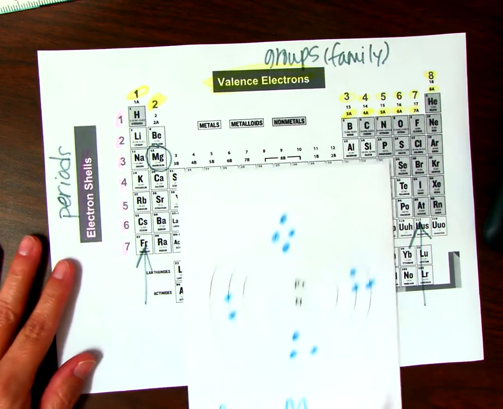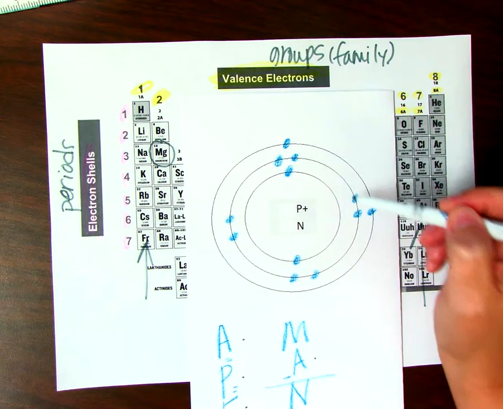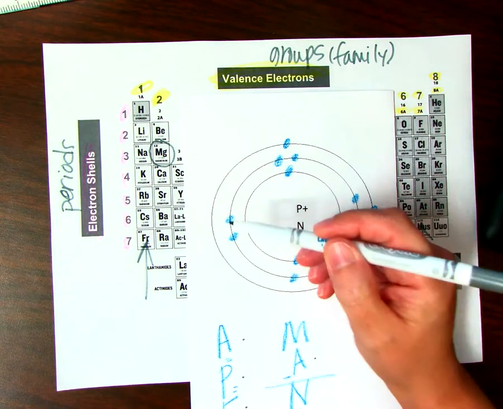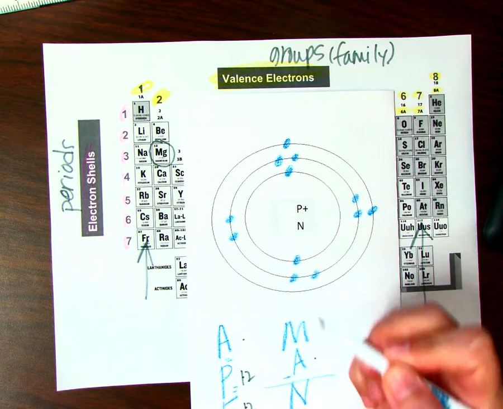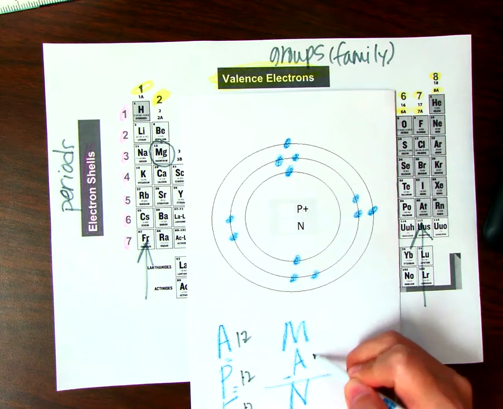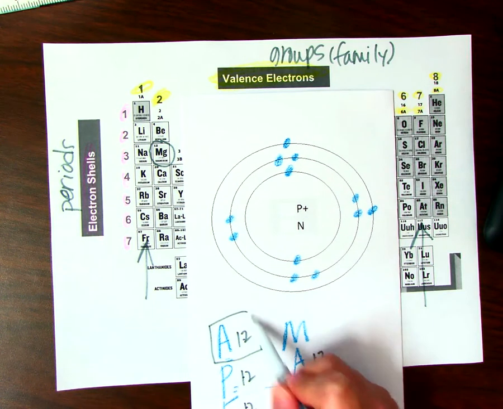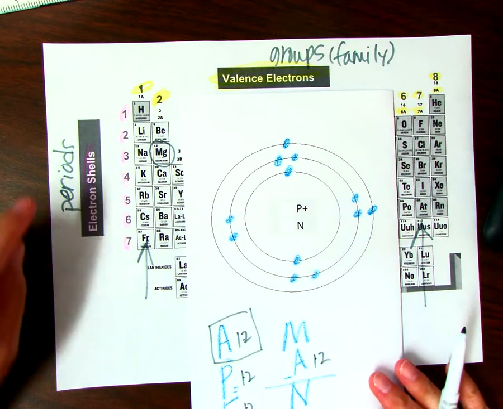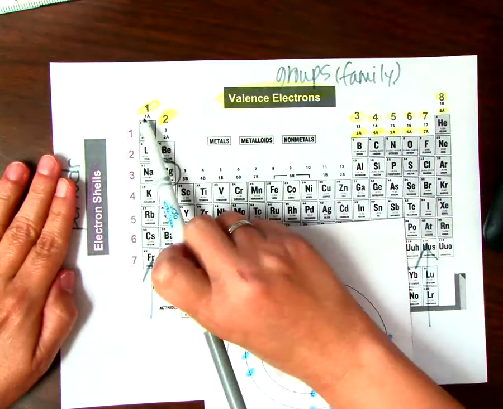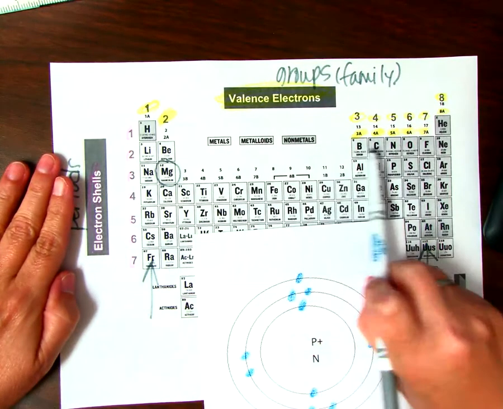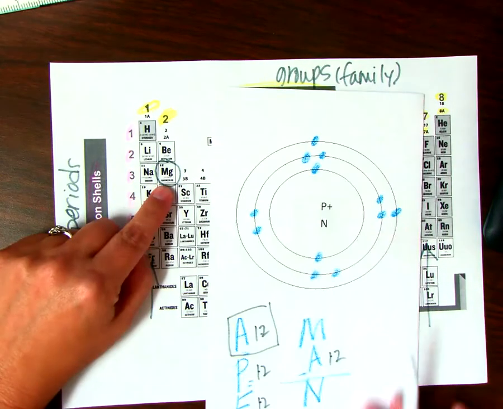Let's see. We have 1, 2, 3, 4, 5, 6, 7, 8, 9, 10, 11, 12 electrons. So there should be 12 protons. That means the atomic number is 12. Okay. If we know the atomic number, let's go look on our periodic table. It reads from left to right. 1, 2, 3, 4, 5, 6, 7, 8, 9, 10, 11, 12. It is magnesium.